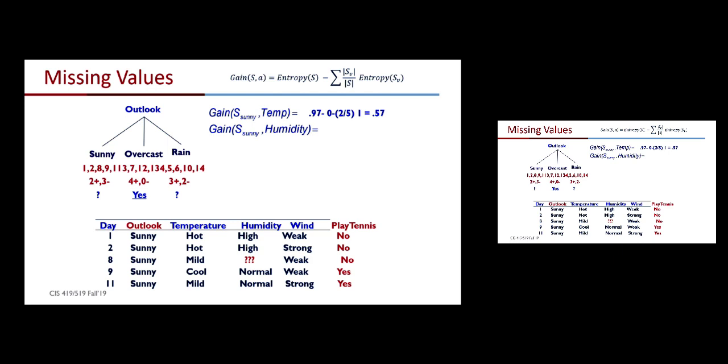Now I'm getting to humidity, and this is the interesting part. What do I do when I'm missing a value? How do I compute the information gain? Ideas? Yeah? Create a new class. That's just unknown. Okay, that's a good idea.